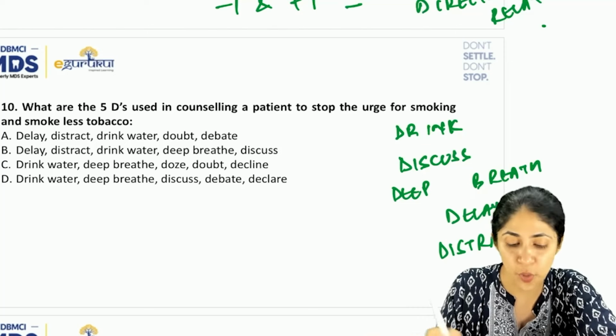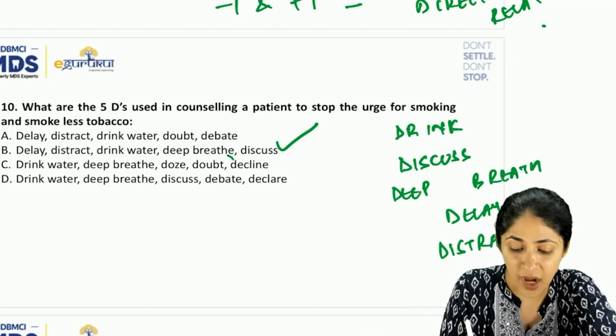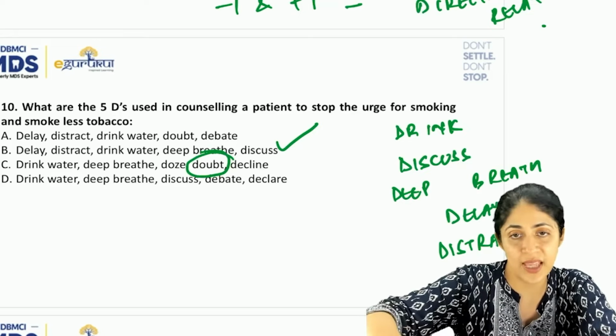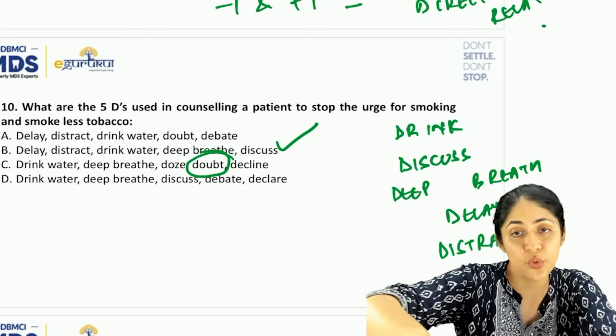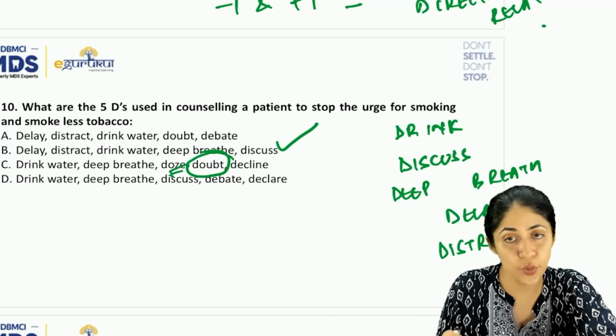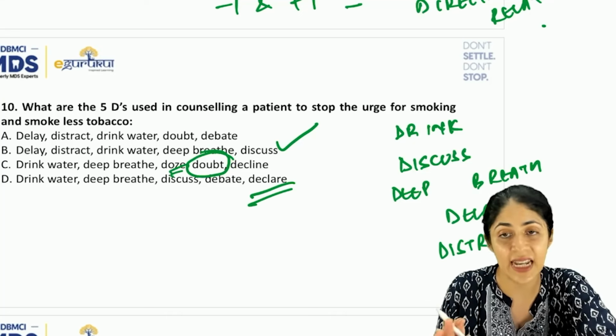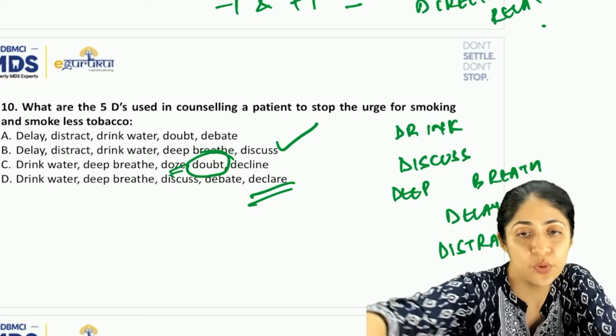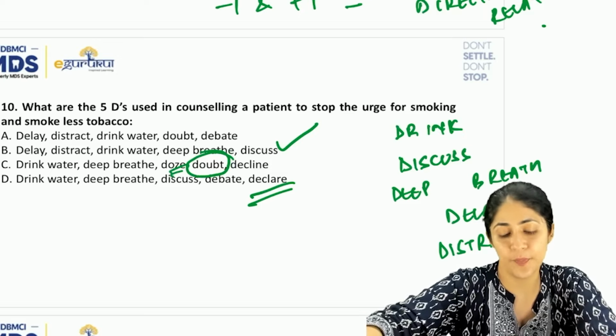So in this, the option will be B. It can't be doubt, because when it comes to tobacco cessation, there is no role of doubt or of any dose or anything like a declare. The patient is convinced basically to quit tobacco anyhow.